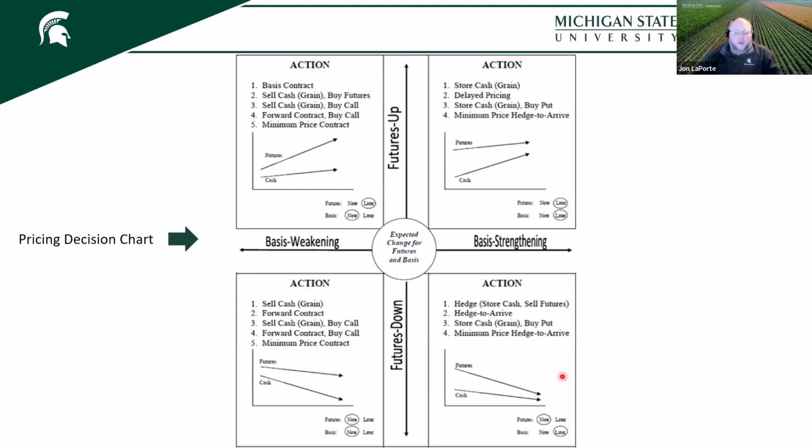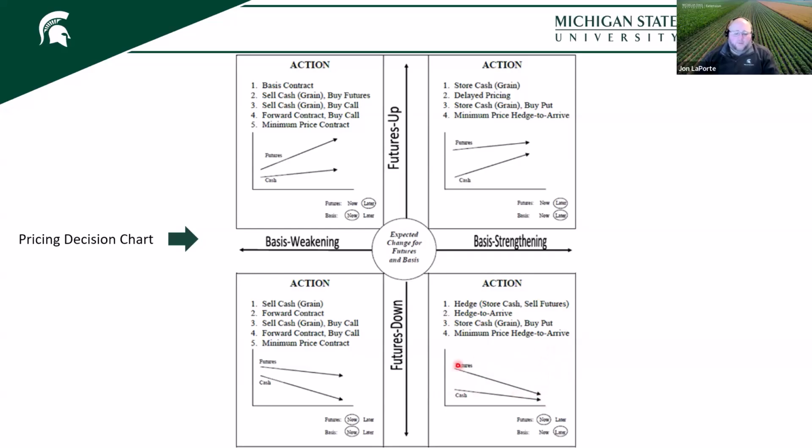And then the last quadrant is really where we're seeing futures is down. We like futures where it's at. We expect futures is going to go down, maybe pretty dramatically depending on the time of year we're at, maybe going into fall at harvest time. But in this case, maybe not fall, from the standpoint that we think basis is going to get a lot stronger down the road.